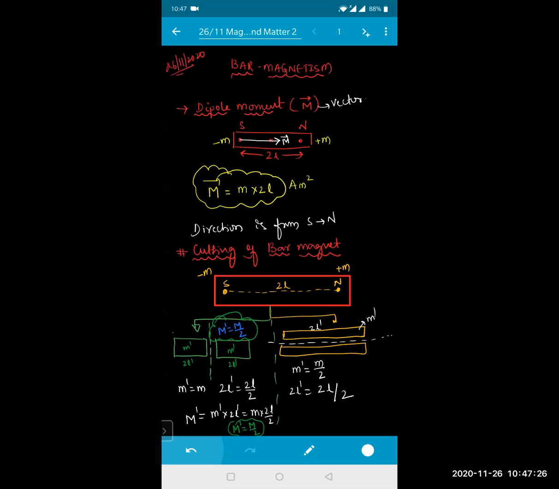Okay, now if a bar magnet is being cut along the axis, the pole strength of this one will become M by 2, and the length of this one will become how much? 2L by 2? Will it be 2L by 2?